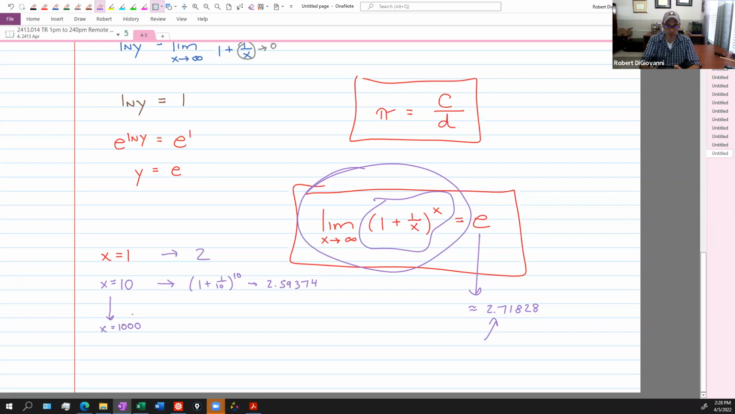1 plus 1 over 1,000, raise that to the 1,000th power, I get 2.716. So you see I'm getting better, right? Started out at x is 1, I was 2, then 2.59, then 2.716. The real answer is 2.718. The bigger and bigger x gets, the closer and closer you get to the true value of e. So you can define e to be the limit as you let x become infinite. It asymptotically approaches it. Okay.